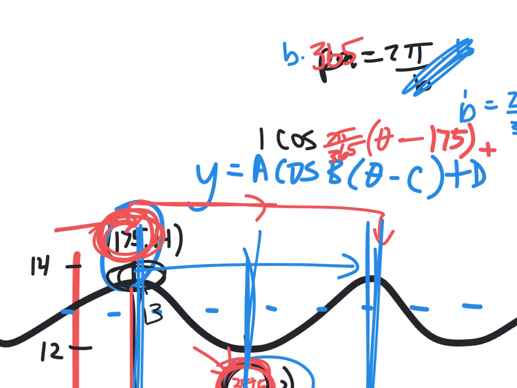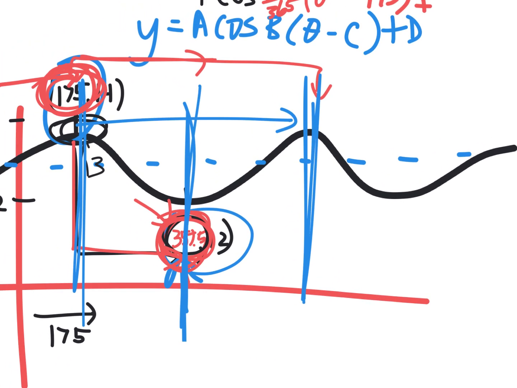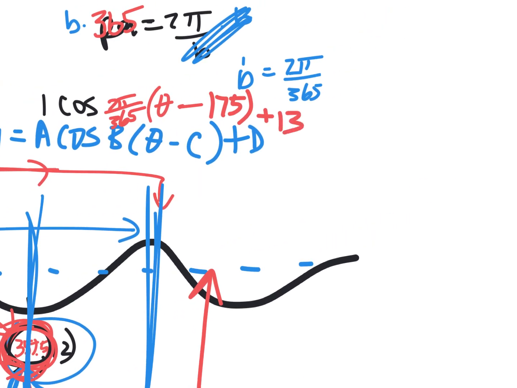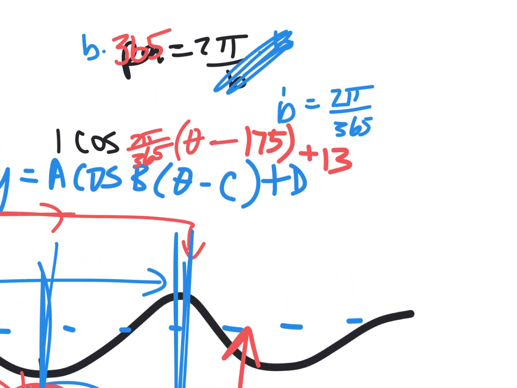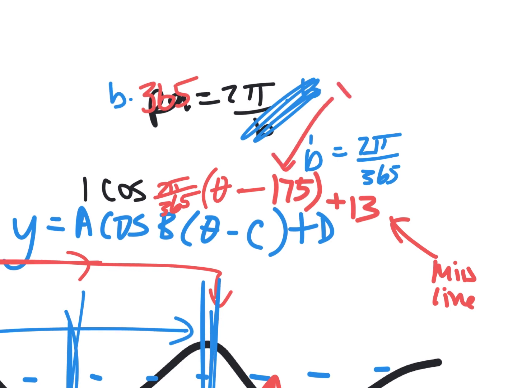And last but not least is the d, which is how far up this whole thing is shifted. You see how it's up there? It's up how far? 13. And yes, that is the midline. This last one is just the midline. If you want to make yourself some notes on this, that's the midline. I've also seen it called the center line. That is the x value of the first peak.